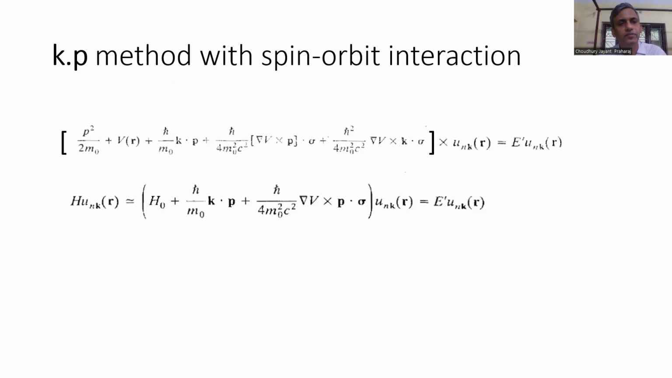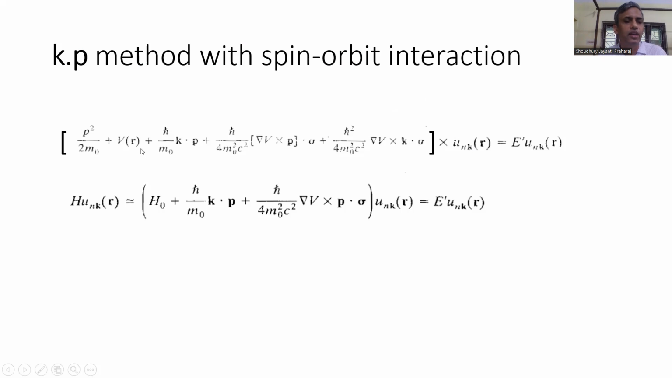And so you can apply that Hamiltonian to the Bloch wave function and then take out the plane wave part and see what the equation looks like purely in terms of the cell periodic part. This N here is the band index. So you have different bands, for example, different valence bands, then a conduction band, higher conduction bands, and so on and so forth. And K is the crystal momentum, which is a good quantum number for the H0 Hamiltonian.